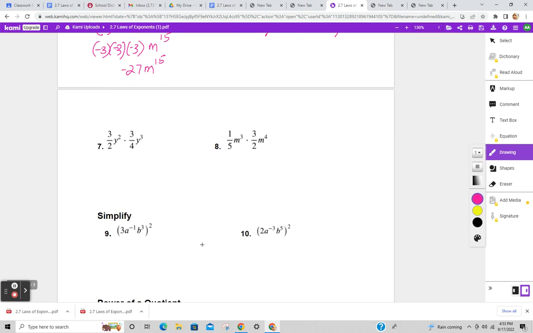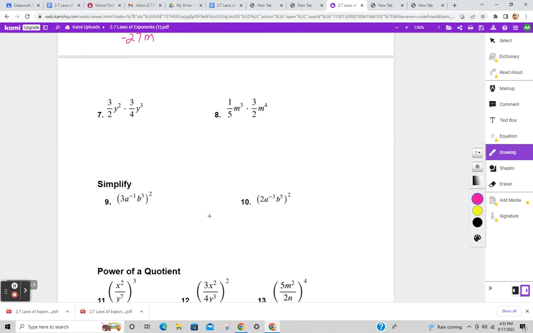Okay, number 7 is actually just a product. So we don't have to use the power of a product rule. We just simply have to multiply the factors. So I'm going to rearrange the factors. 3/2 times 3/4 y squared times y cubed. So that'll give me 9/8. Keep the same base y. 2 plus 3 is 5. And that's it. I'm going to do the same thing here.